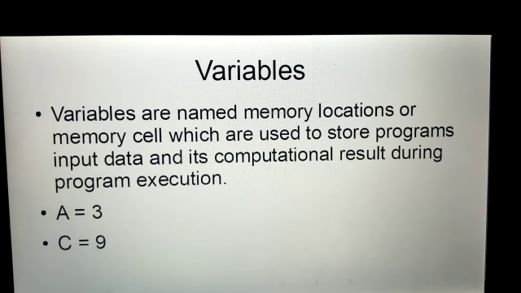So here is an example: a is equal to 3 and c is equal to 9. Here a is a variable and c is also a variable, and the values you assign to a and c are 3 and 9. These values will be stored in the memory locations with the names a and c. 3 will be stored in memory location a, and 9 in c.